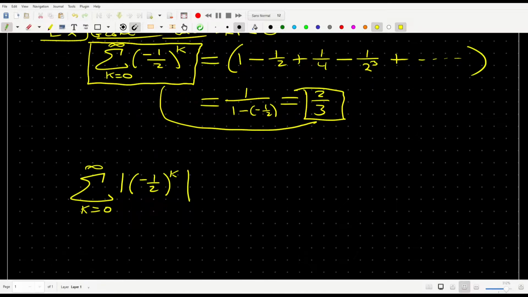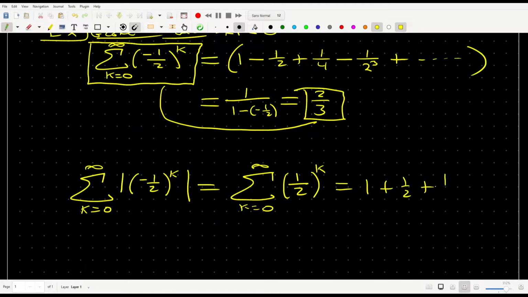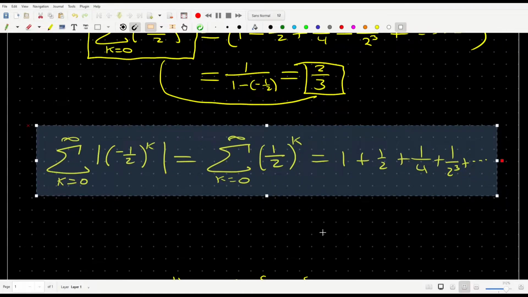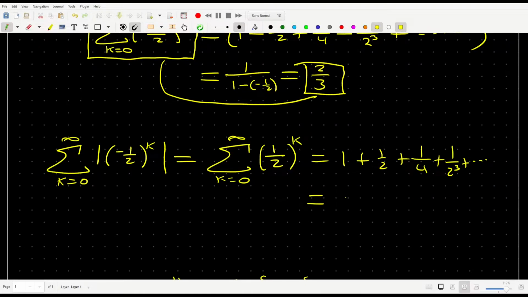Well, this is going to be the same thing as the sum from k equals 0 to infinity of just 1/2 to the power k, which is 1 plus 1/2 plus 1/4 plus 1 over 2 cubed, and so on and so forth, which we recognize as a convergent geometric series. Specifically, this converges to 1 over 1 minus 1/2, which is equal to 2.